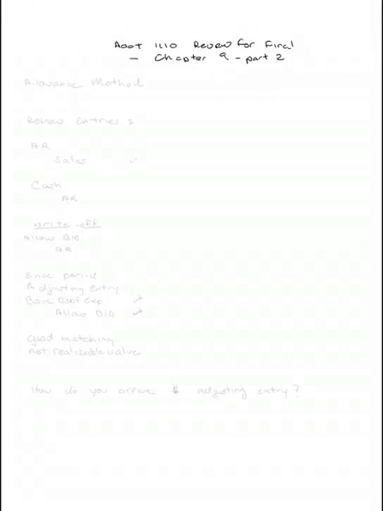Thanks for joining me for my Accounting 1110 review for the final, Chapter 9, Part 2. In this pencast, I am going to cover the allowance method, the accounting for doubtful accounts.